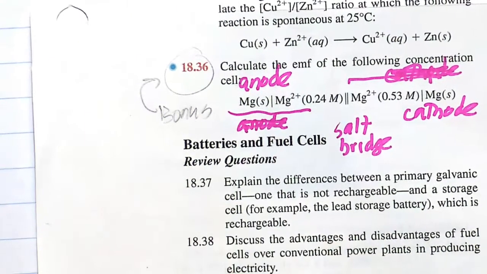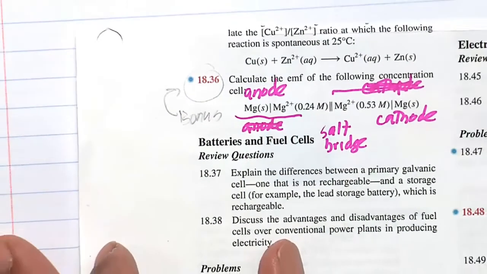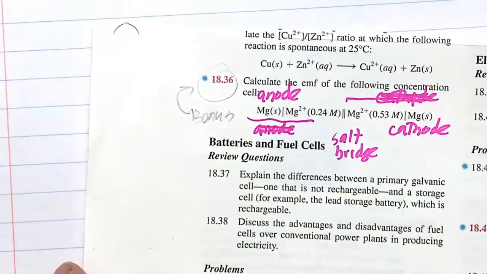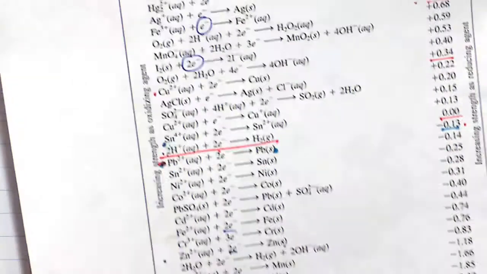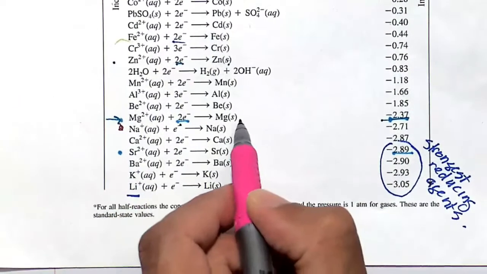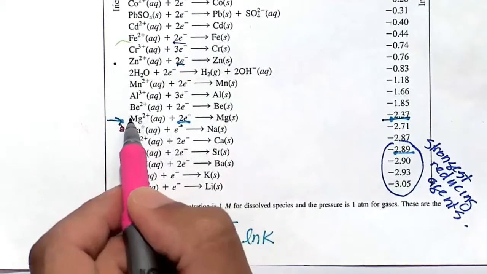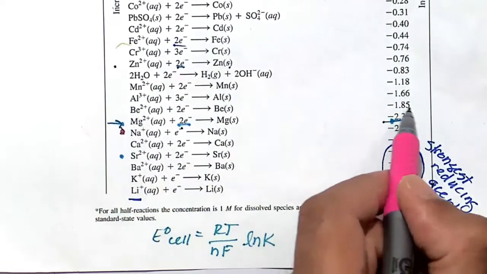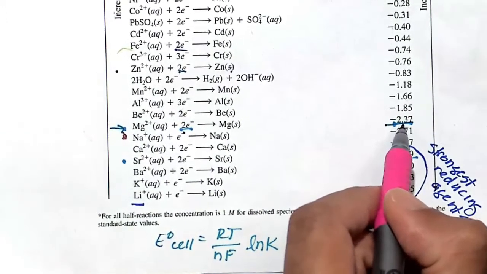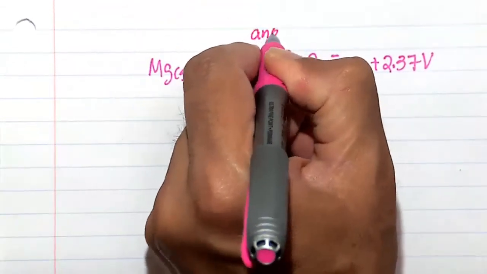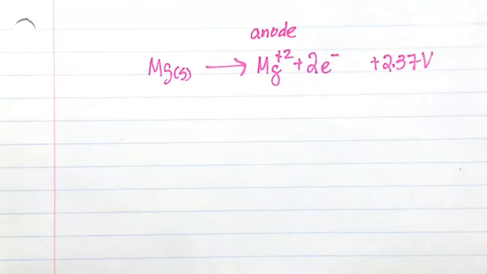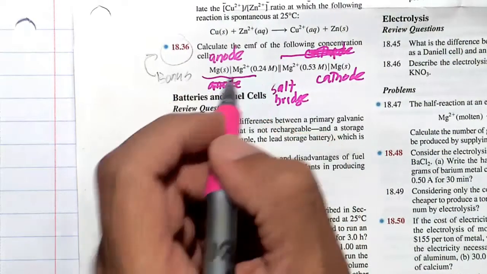So let's go ahead and write out our anode. They're going to be the same, actually. So same voltage, except they'll be different signs. So magnesium solid going to magnesium plus 2. Here we lose 2 electrons. It's the flip of the reduction equation, so we flip it and it's going to be positive 2.37 volts. Okay, so I'm going to label this the anode reaction. And in the anode reaction, the concentration they tell us here is 0.24 molar.